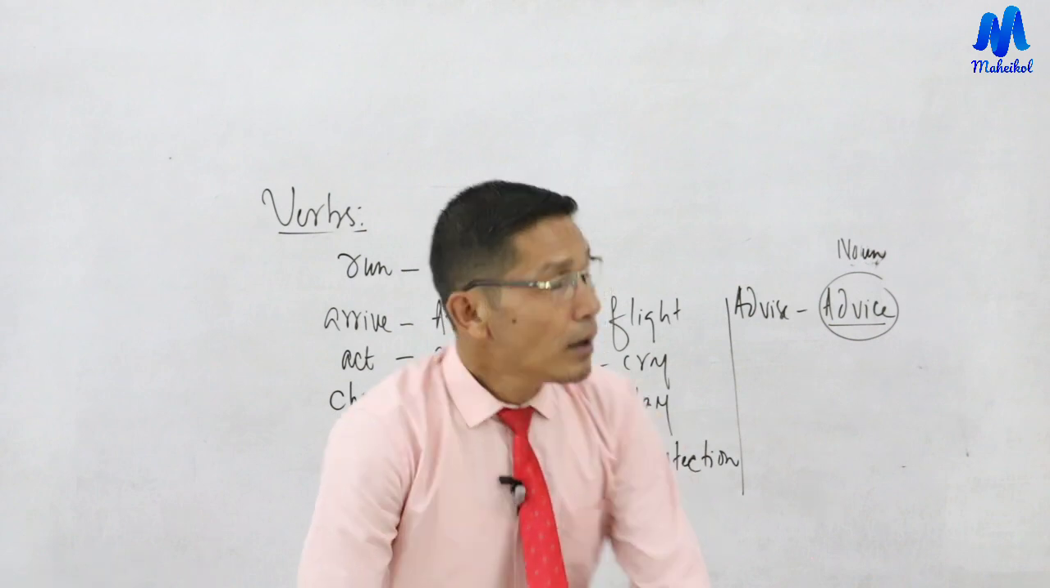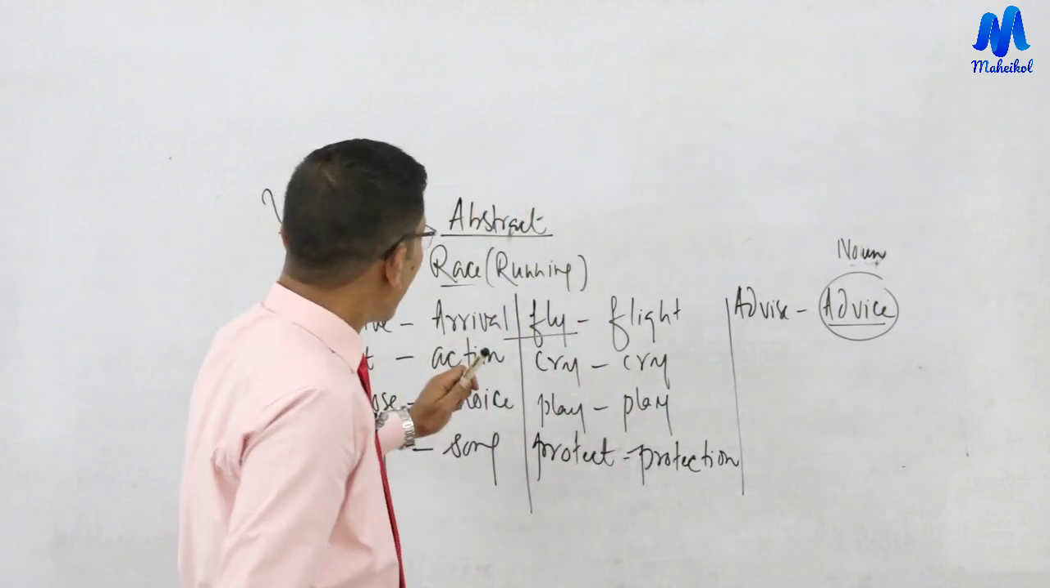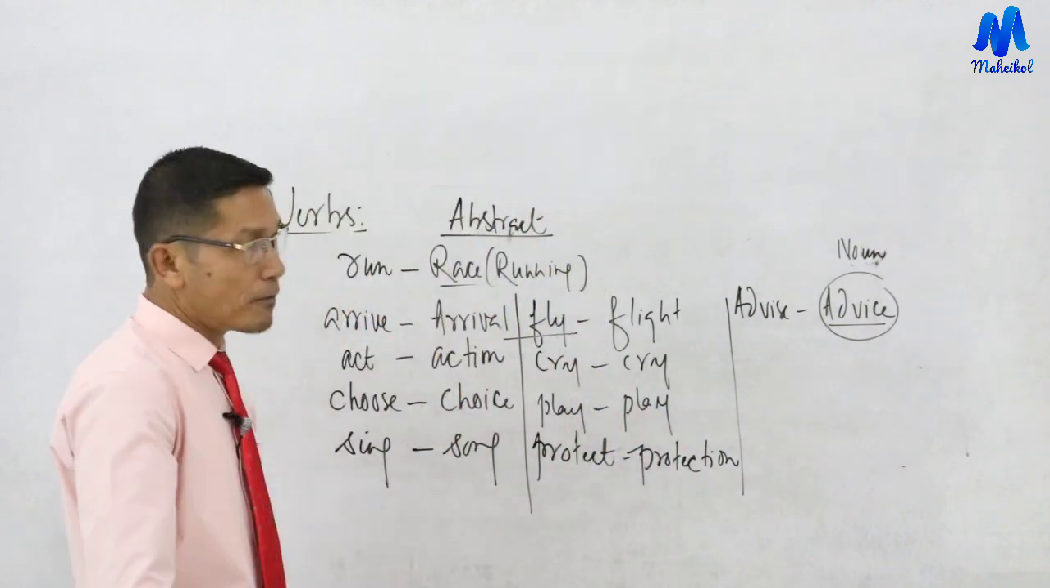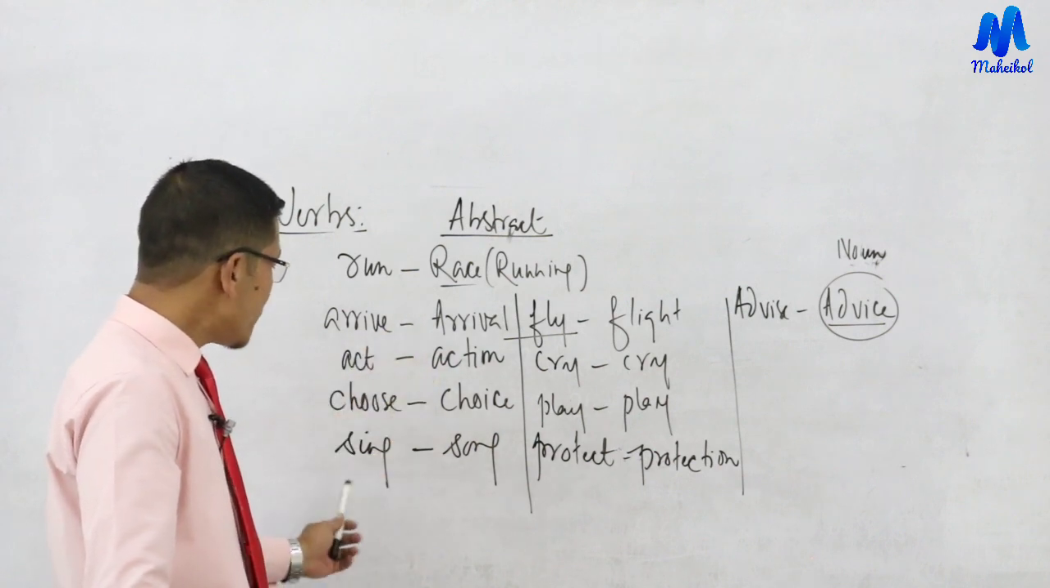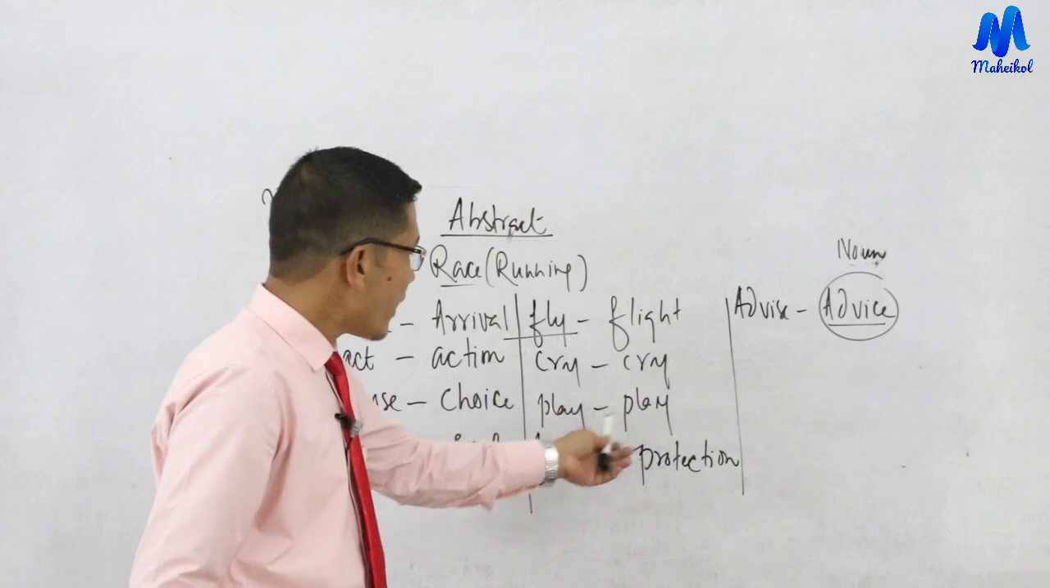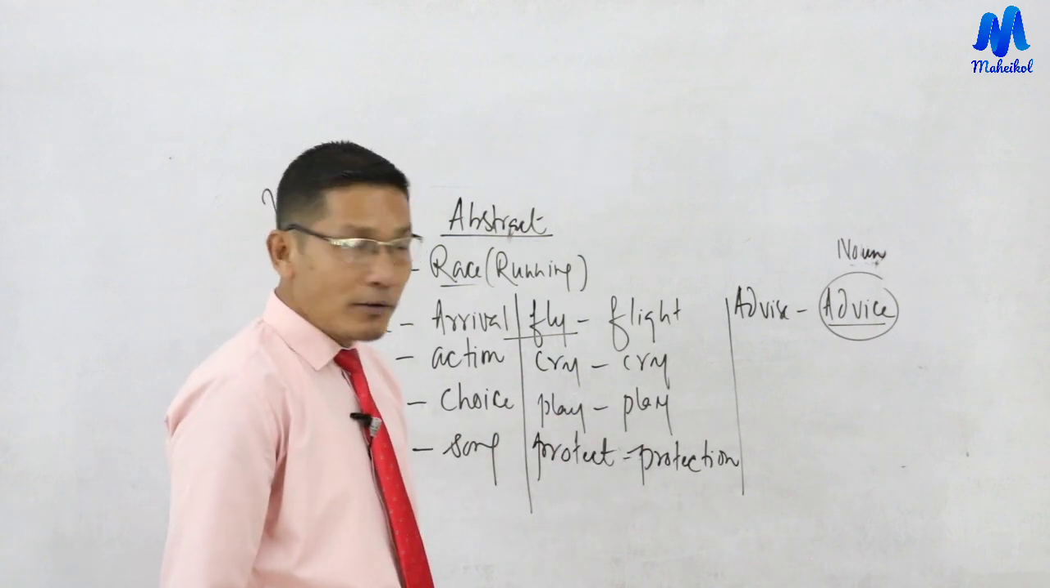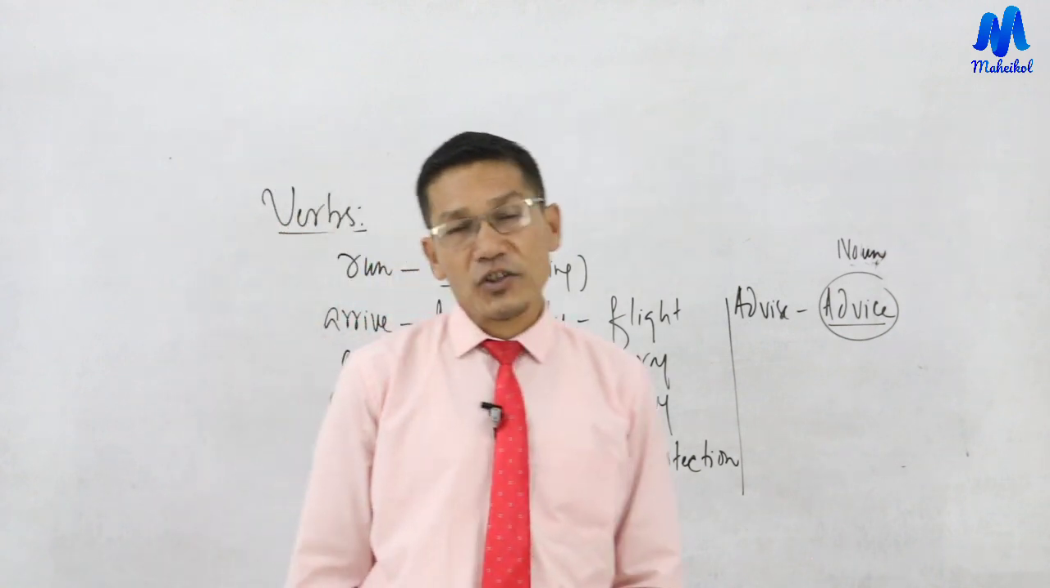We can make abstract nouns from verbs. For example: run, rest, arrive, arrival, act, action, choose, choice, sing, song, fly, flight, cry, play, protect, protection.